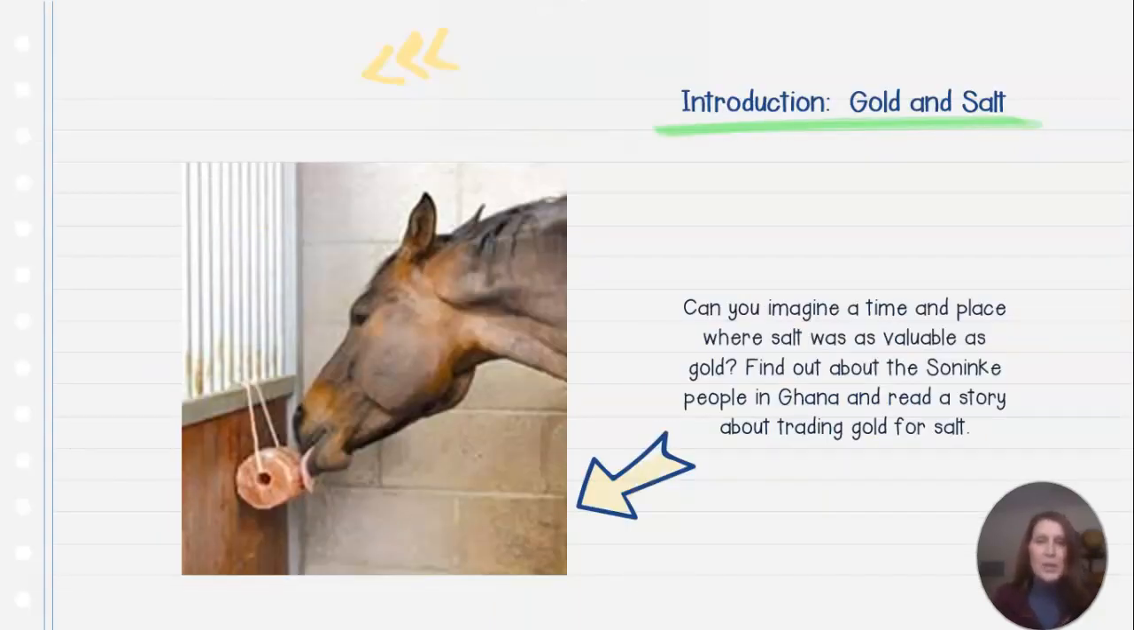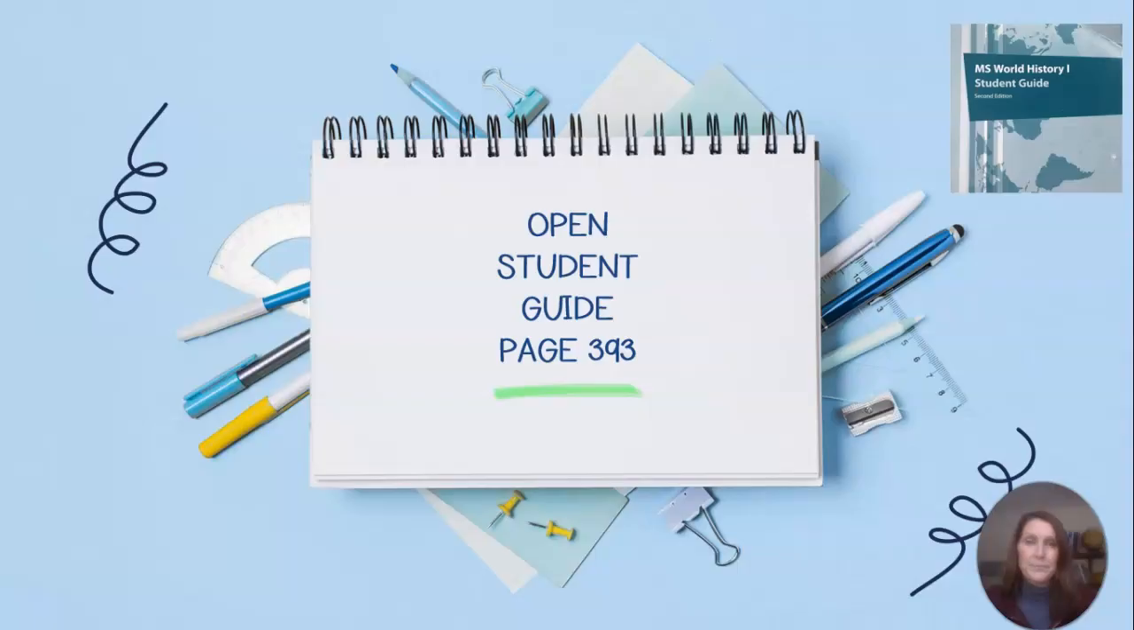Introduction, gold and salt. Can you imagine a time and place where salt was as valuable as gold? Find out about the Soninke people in Ghana and read a story about trading gold for salt. So go ahead and open your student guide to page 393.